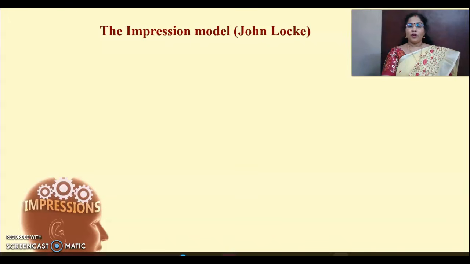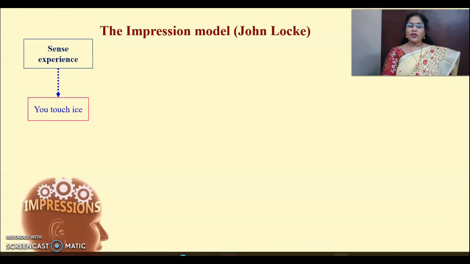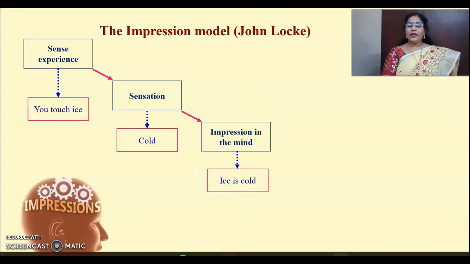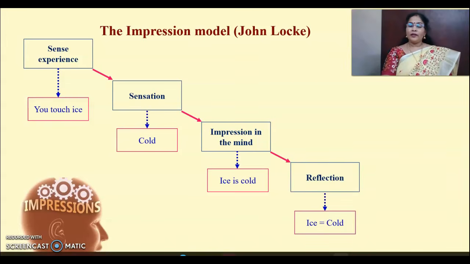An example of John Locke's impression model: our sense organs are sensitized when we touch. When we touch ice, our sense organs are sensitized, that is, our skin is sensitized, and we feel that as cold, that is the sensation we get. And it creates an impression in the mind that ice is cold. You touch the ice, you feel it is cold, and it gives an impression in your mind that ice is cold, and we reflect that ice is cold, and at last we come to know that if you touch ice it will be chilly. So this is the information which creates a sort of impression in the mind of a person.